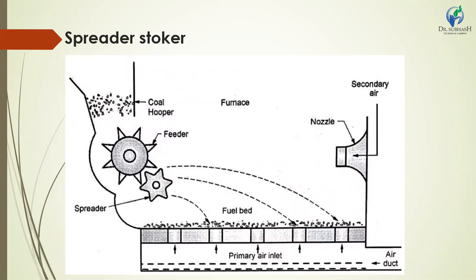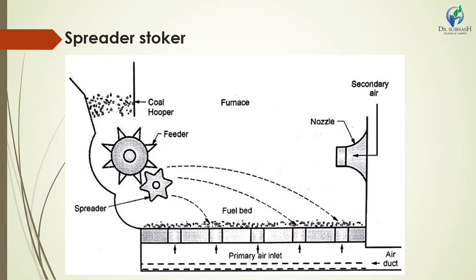Secondary air is supplied by nozzles as shown in the figure at high velocity in the furnace over the fuel bed. It creates turbulence which helps in completing the combustion process. Unburned coal and ash are deposited on the grate. Cast iron bars of the grate are connected by links to a lever that can be moved back and forth to facilitate the ash, which is removed periodically.